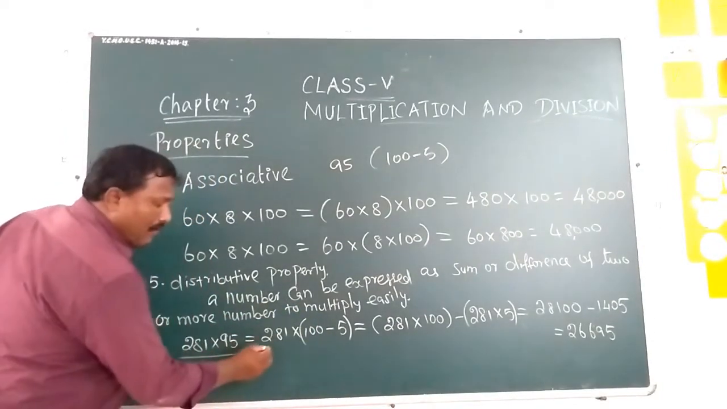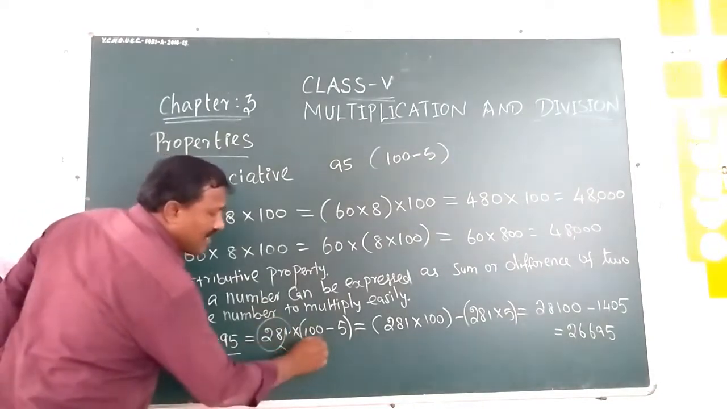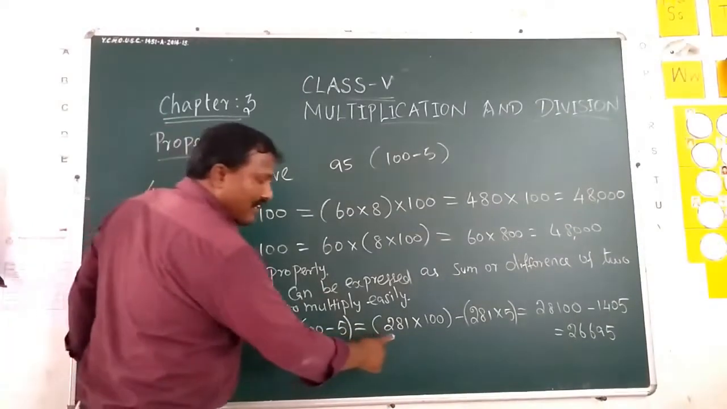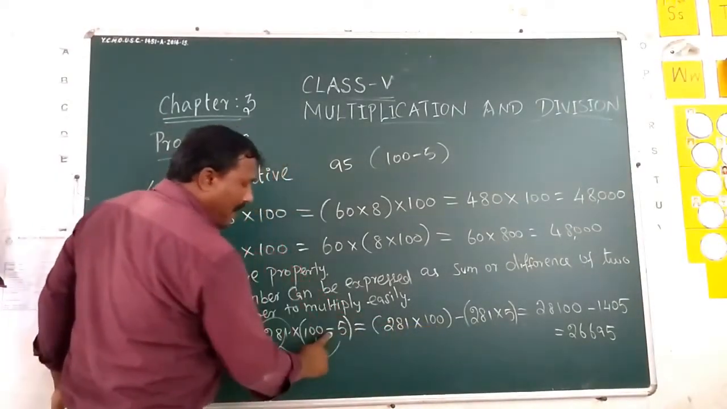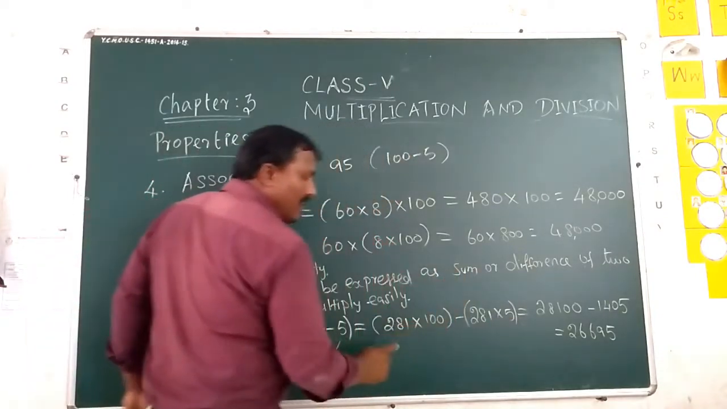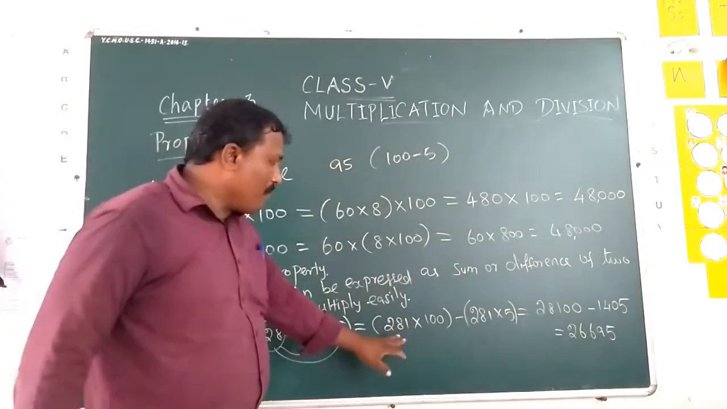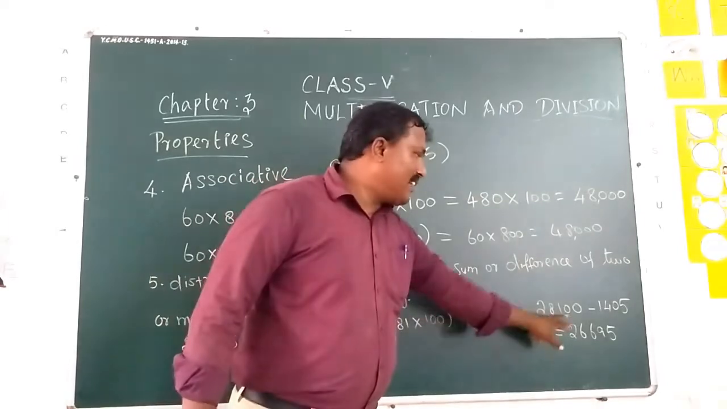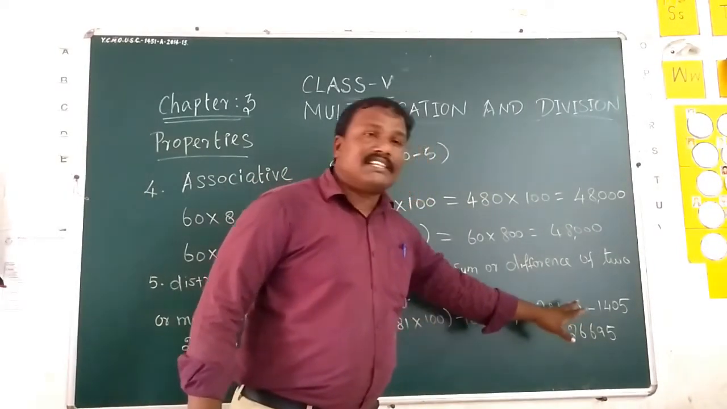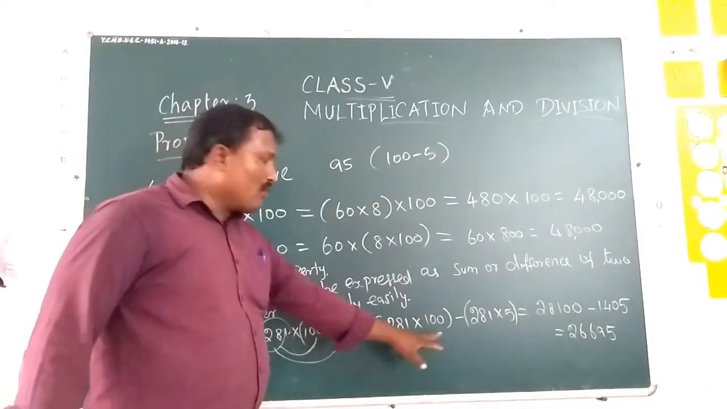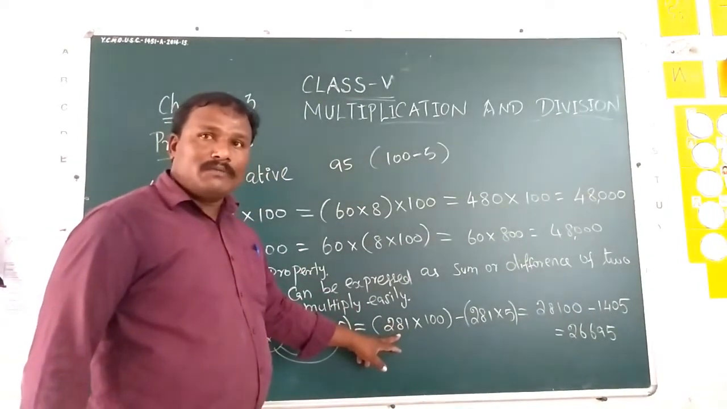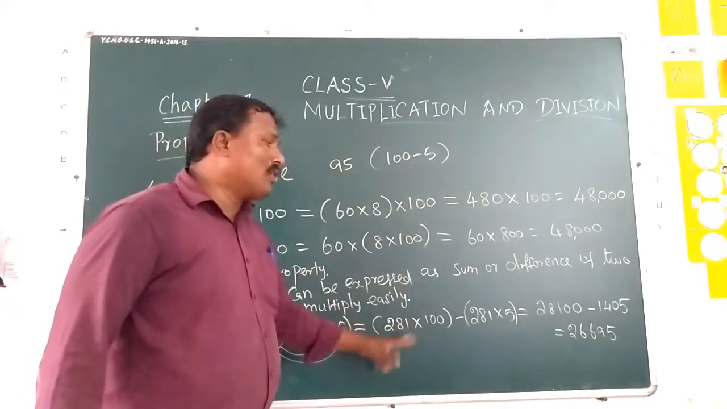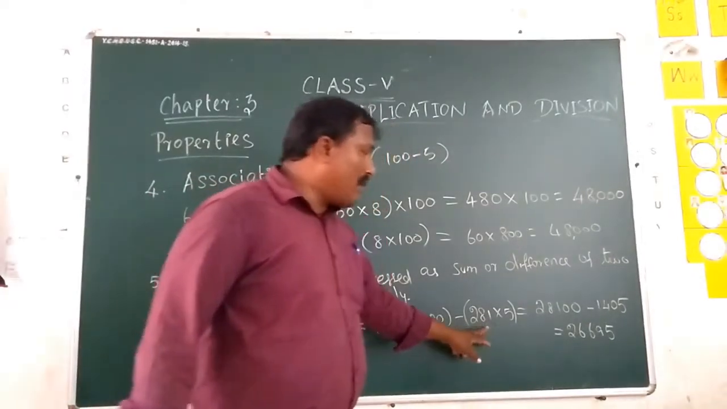Now I am going to multiply 281 by 100 one time, then again 281 by 5 one time. That's why I have written 281 into 100 minus 281 into 5. Now we can easily multiply. How? 281 multiplied by 100: write 281 as it is and put 2 zeros, giving 28,100. That's it. Now again 281 minus 5.